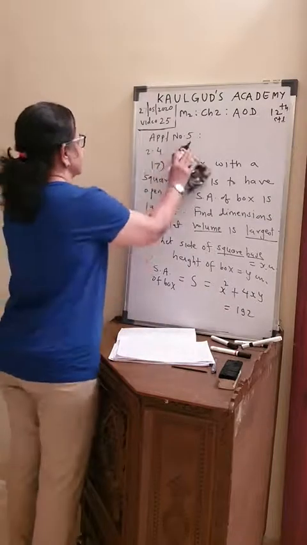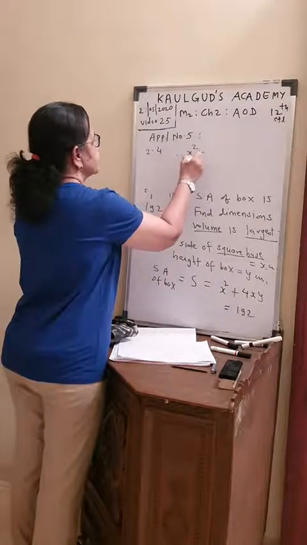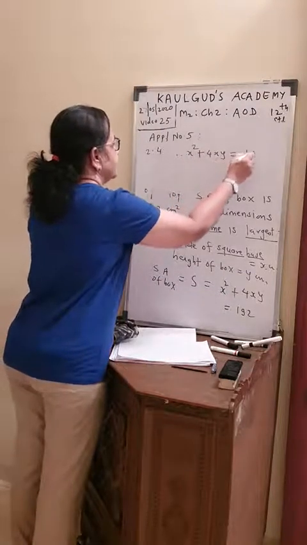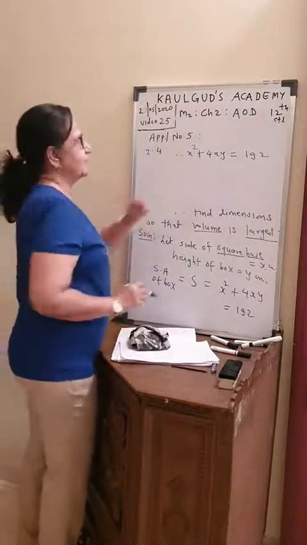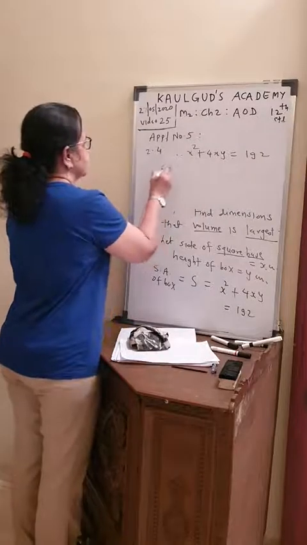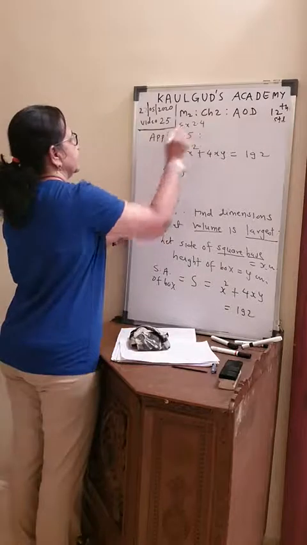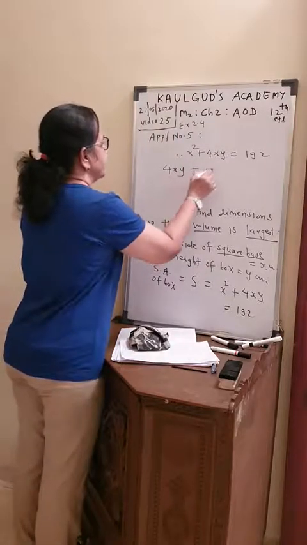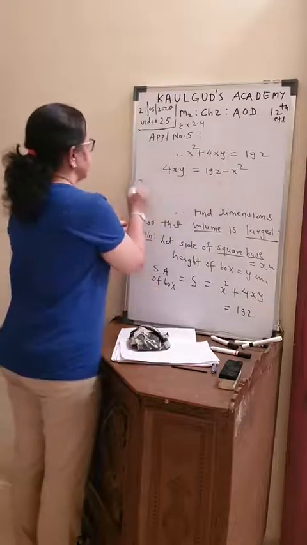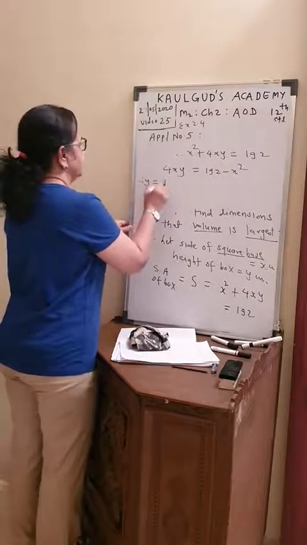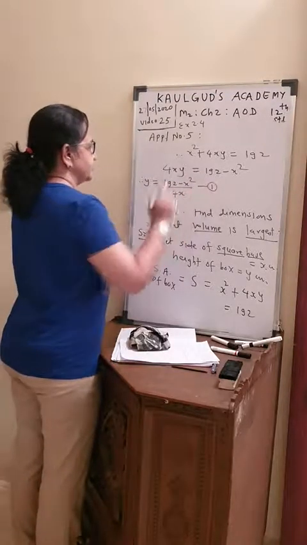So I am going to erase this portion. So I have this equation, x square plus 4xy is equal to 192. What is the value of y from here? Take x square on the other side. So 4xy, this 2.4 I will write somewhere here. Exercise 2.4 we are done. Okay. So 4xy is 192 minus x square. And so what is y value? 4x I will divide down. So y is equal to 192 minus x square divided by 4x. Call it equation number 1.